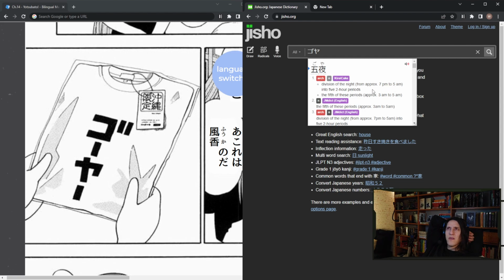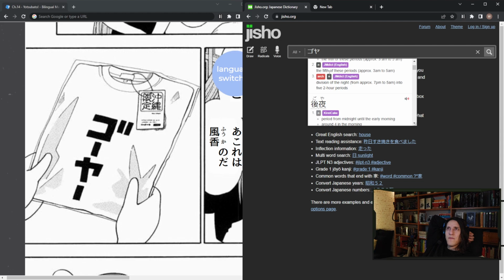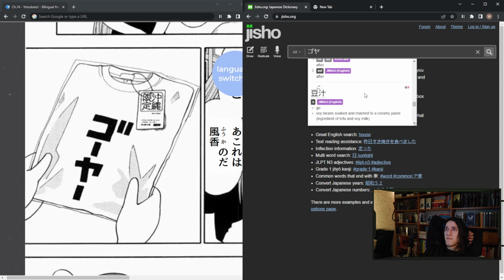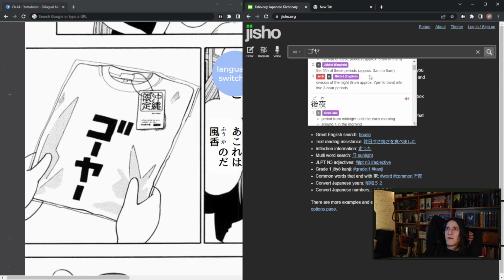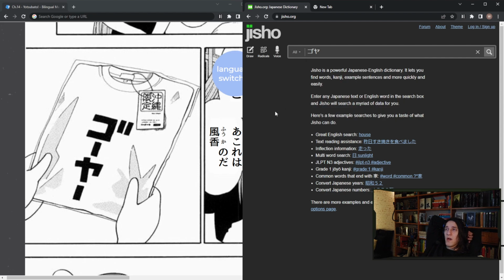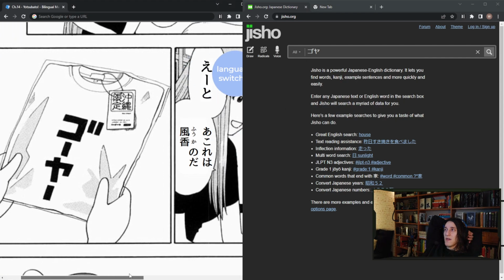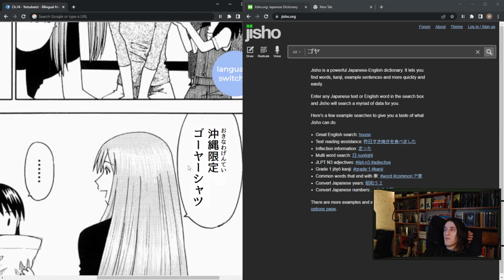Division of the night, approximately the fifth of these periods. Okay. Period from midnight until early morning. Period from midnight. Go, sure. Okay. I guess I don't know if it has some inner meaning.